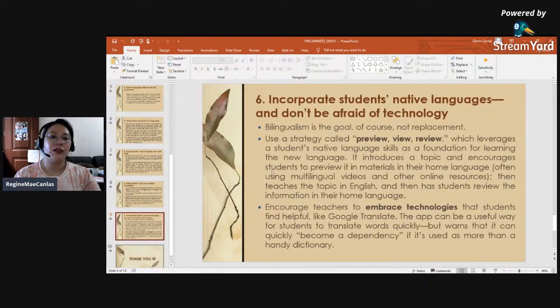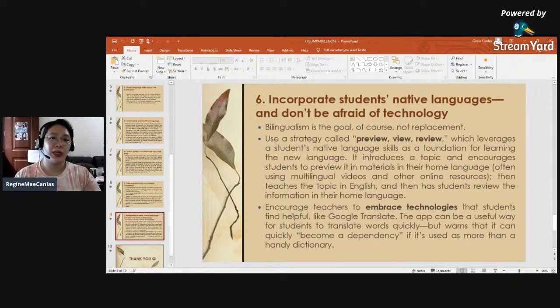Number six, incorporate students' native languages and don't be afraid of technology. Bilingualism is the goal, of course, not replacement. Use a strategy called preview, view, review, which leverages a student's native language skills as a foundation for learning a new language. It introduces a topic and encourages students to preview it in materials in their home language, often using multilingual videos and other online resources. Then it teaches the topic in English and has students review the information in their home language.